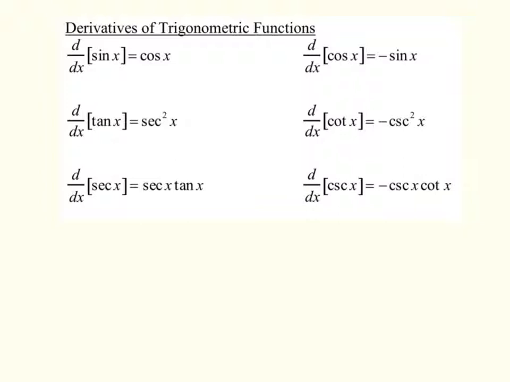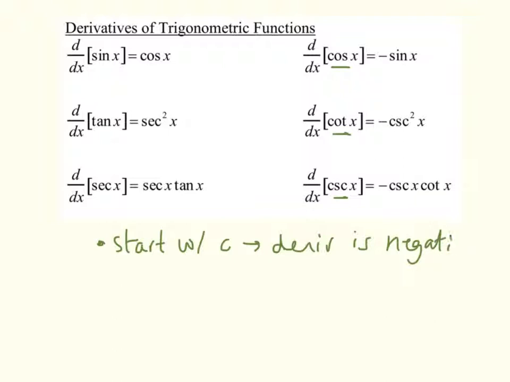So like I said, there's a couple tricks that I can point out to you, and hopefully that will help you. If you notice here, all of the derivatives of the functions that start with c, so when I take the derivative of cos, cotangent, and cosecant, for all of those, the derivative is negative. So the first hint is, when it starts with c, the derivative is negative.